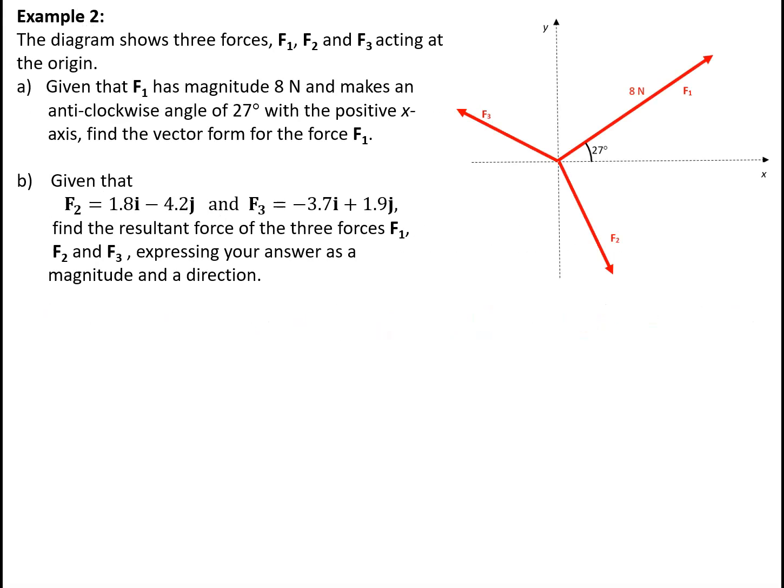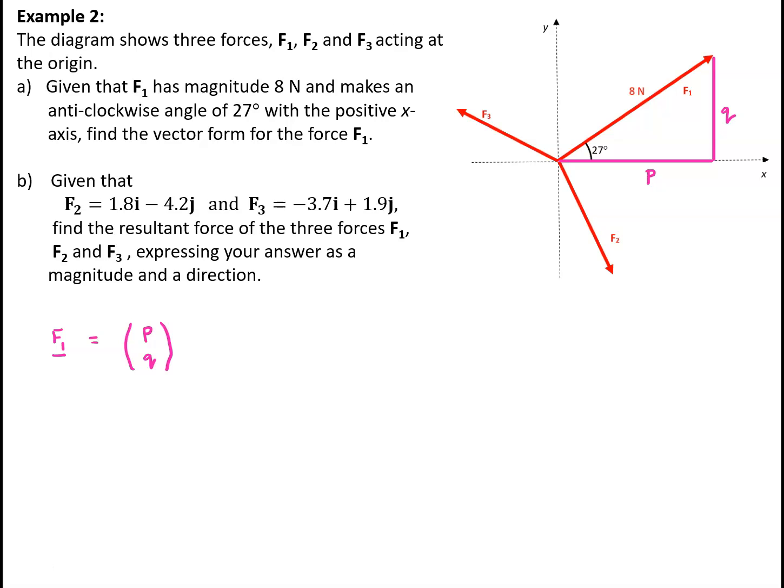In example 2, the diagram shows three forces, F1, F2 and F3, acting at the origin. We're told that F1 has a magnitude of 8 newtons and makes an anticlockwise angle of 27 degrees with the positive x-axis. We've got to find the vector form for the force F1. We've seen how to do this in the past. We simply create a right-angled triangle out of the vector F1.